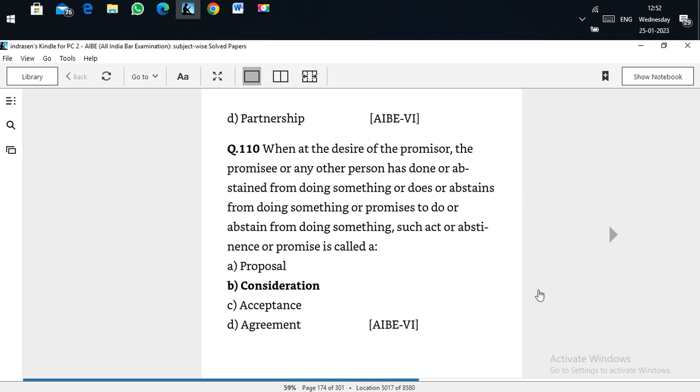When at the desire of a promisor, the promisee or any other person has done or abstained from doing, or does or abstains from doing, or promises to do or abstain from doing something, such act or abstinence or promise is called consideration.